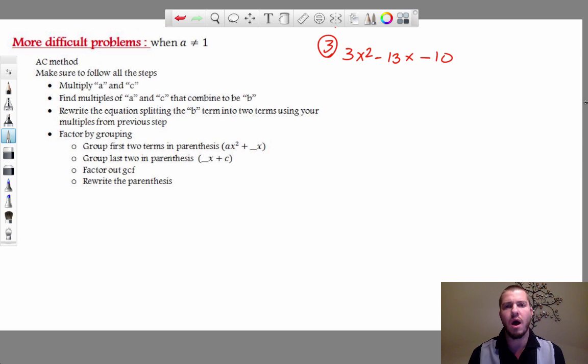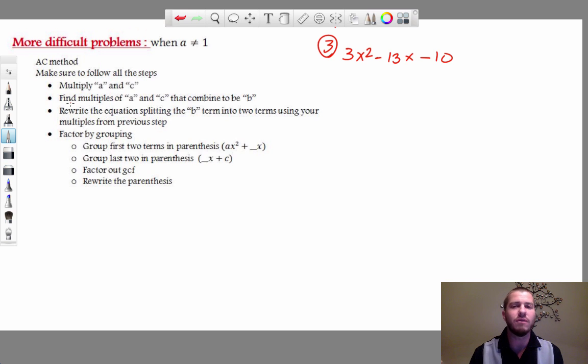Okay, so I got another one now, and these are the ones that are a little more difficult. When a is not equal to 1, you still check to see if a GCF can be factored out, but because I can't factor out any factor of the a, there's no GCF. I can't factor out a 3 from 10 or 13, so I have to use these steps. Now, if you have a different method, that's fine. Copy this down for right now, and then you can show me your other method later on.